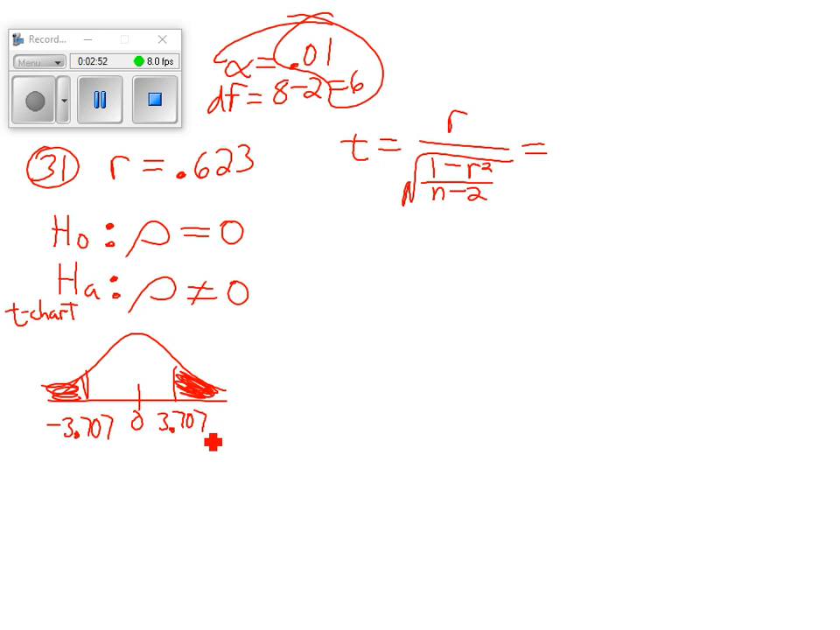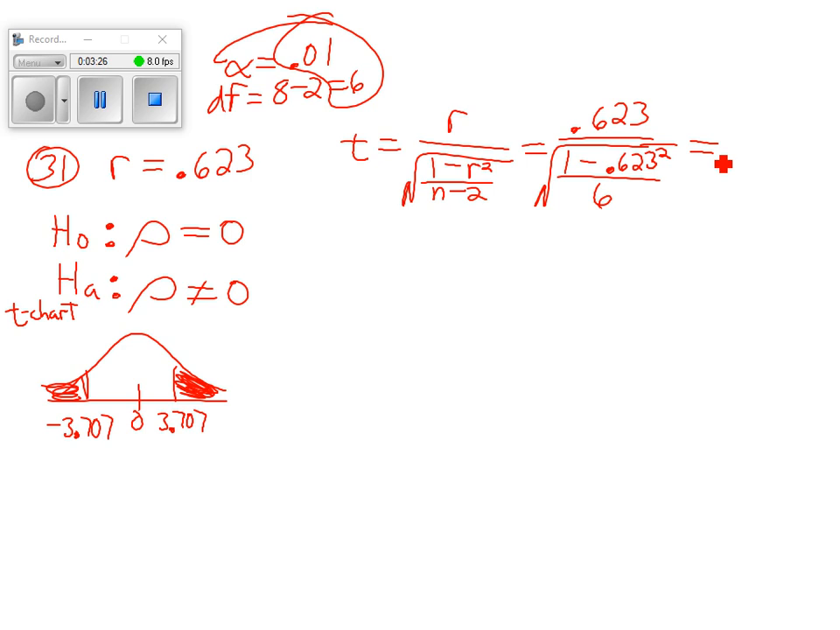We plug in here for R and all the rest of this stuff. This is 0.623 over the square root, and I would highly suggest that all of you are trying this on your calculator so that you can know that you're doing it right. 1 minus 0.623 squared over N minus 2. I'm going to go ahead and stick that in. That was 6, right? Somebody figure all that out for us. 1.968. Anybody else get that?